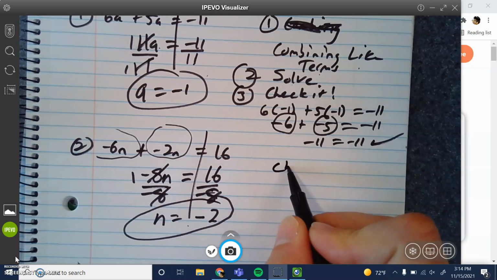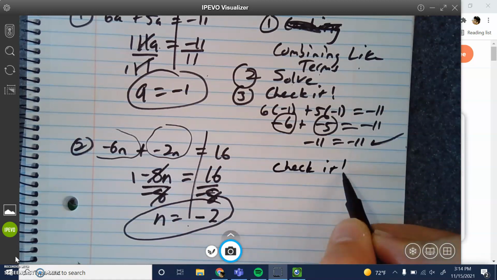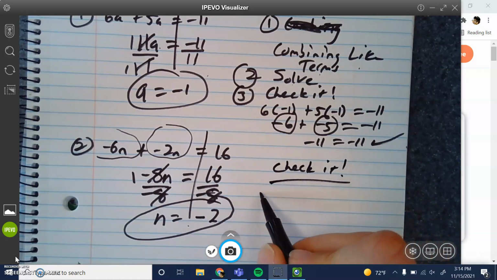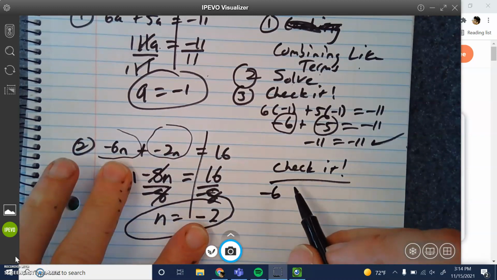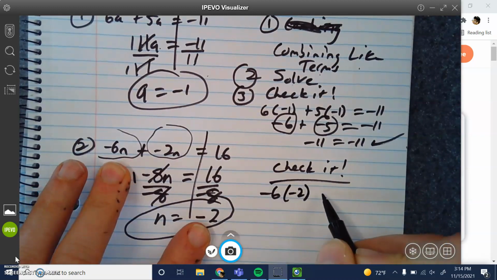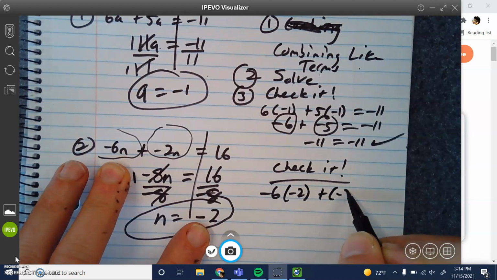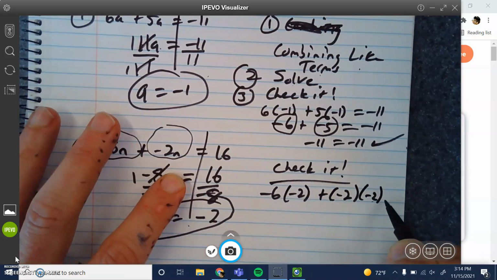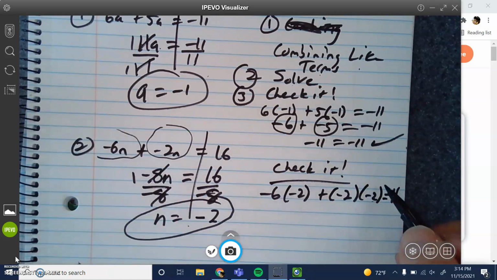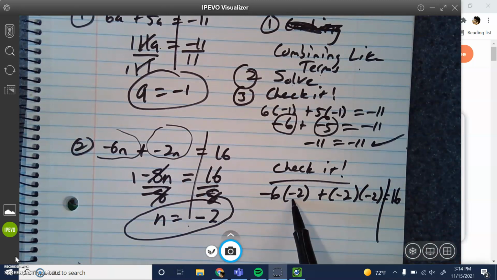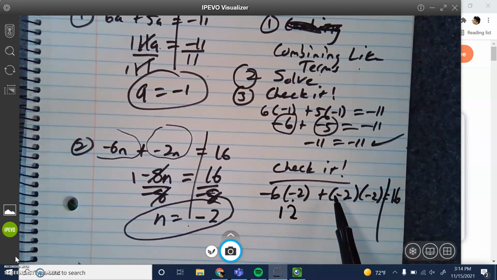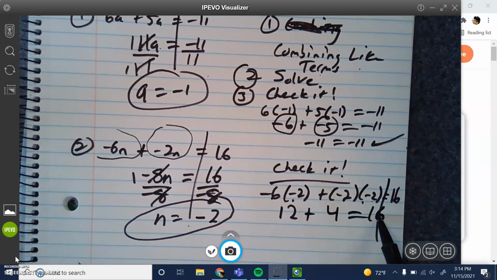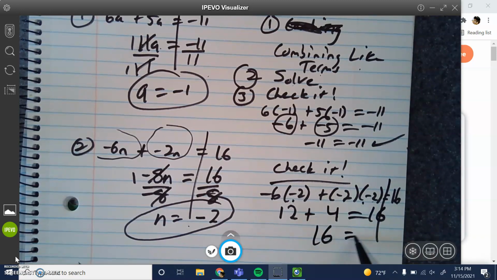Check it. Negative 6 times negative 2 plus negative 2 times negative 2. I can put both in parentheses. That's okay. Equals positive 16. Let's see if that's true. Negative times negative is positive, plus negative times negative is also positive. 12 plus 4, 16 equals 16.